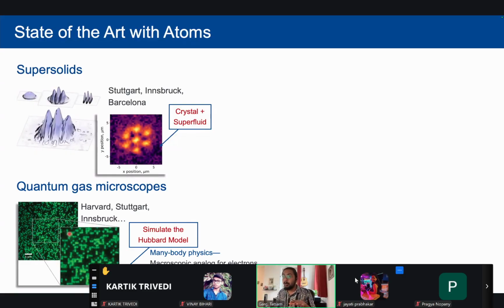Each individual dot here is actually a single atom imaged, right? You can engineer some interactions between your atoms. You can allow them to hop from site to site. You can allow two atoms to sit at one site, and there can be an energy associated to it. So you can have lots of dynamics in the system.